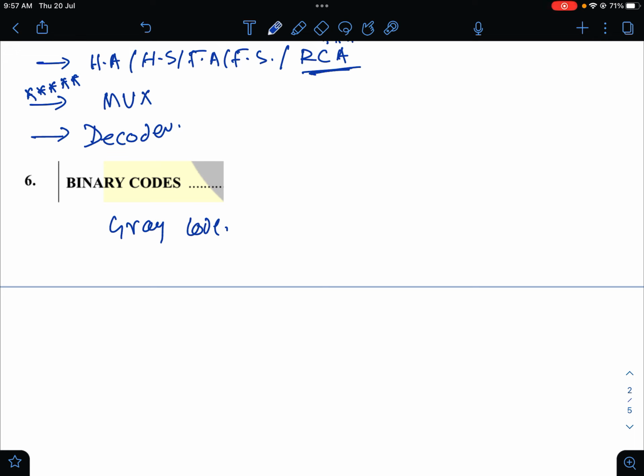What is valid BCD code, invalid BCD code, valid XS3 code, invalid XS3 code, gray code, how to convert a number from binary to gray and gray to binary. So this conversion you should know, how to convert a number from one code to another code. So that is what the question is. But binary codes weightage is relatively very less, students. Like in every 10 years, hardly one question we get from binary codes.